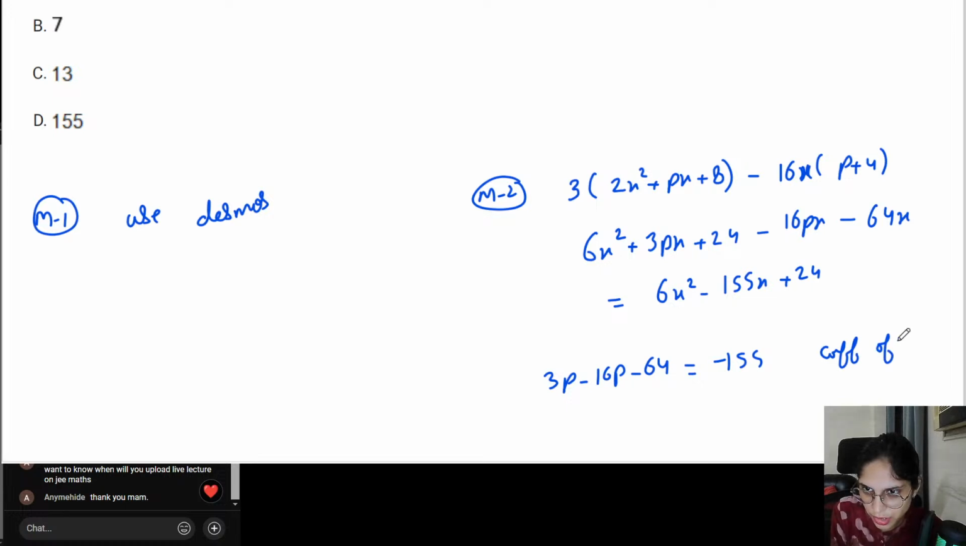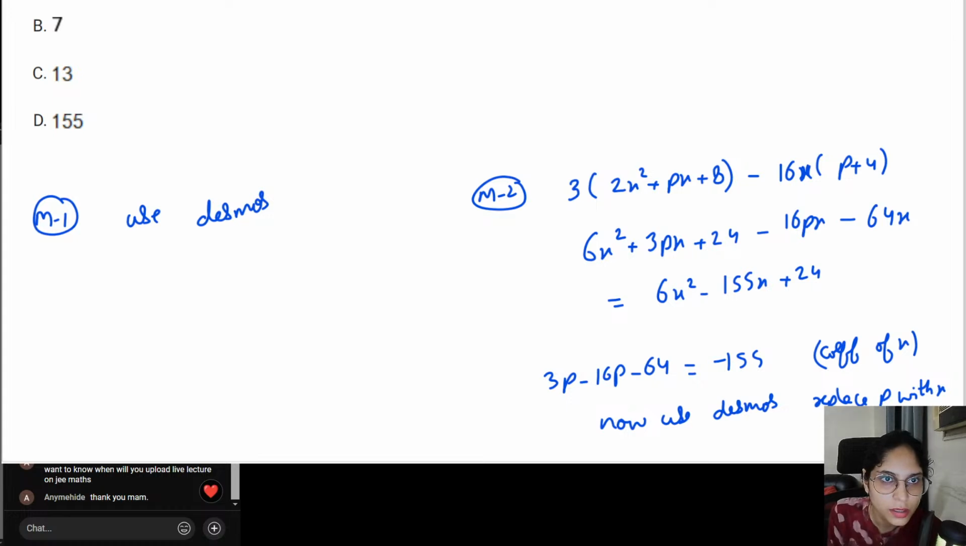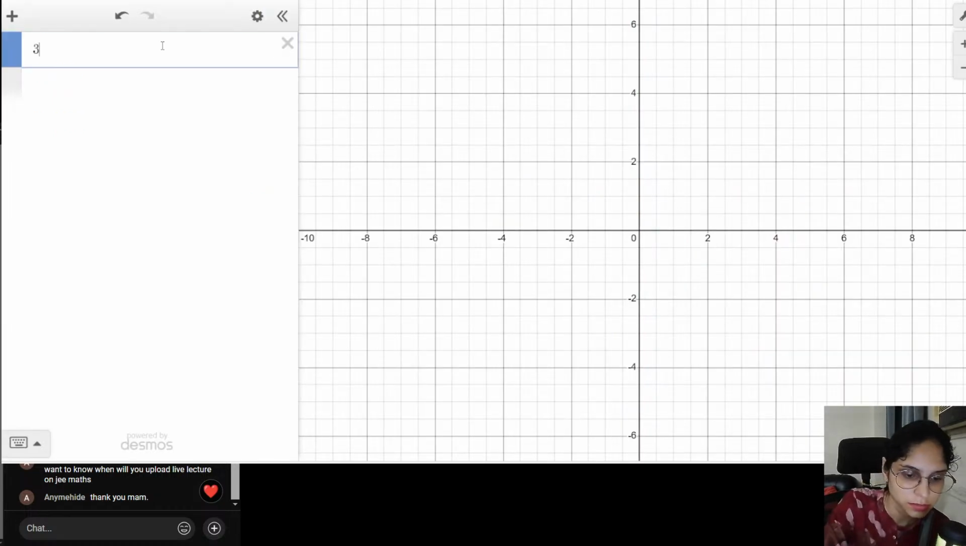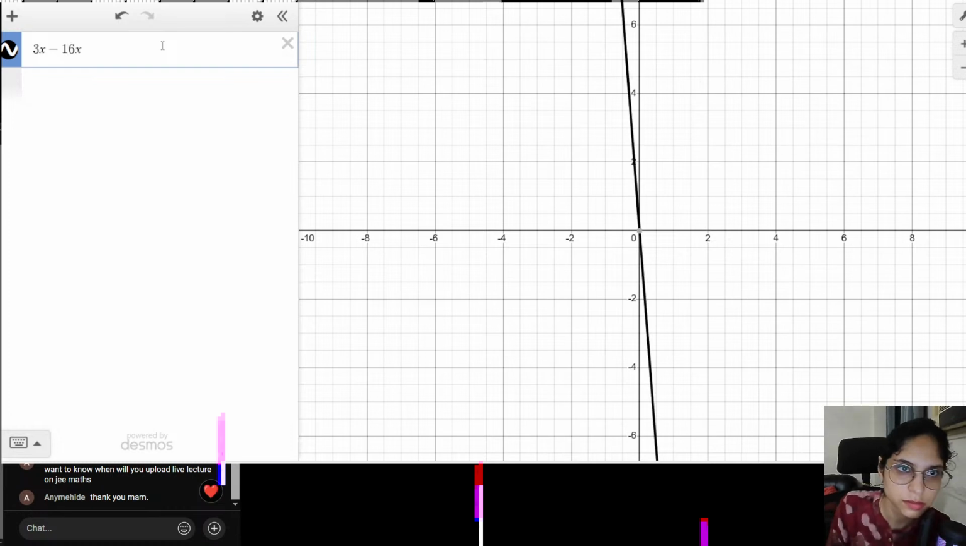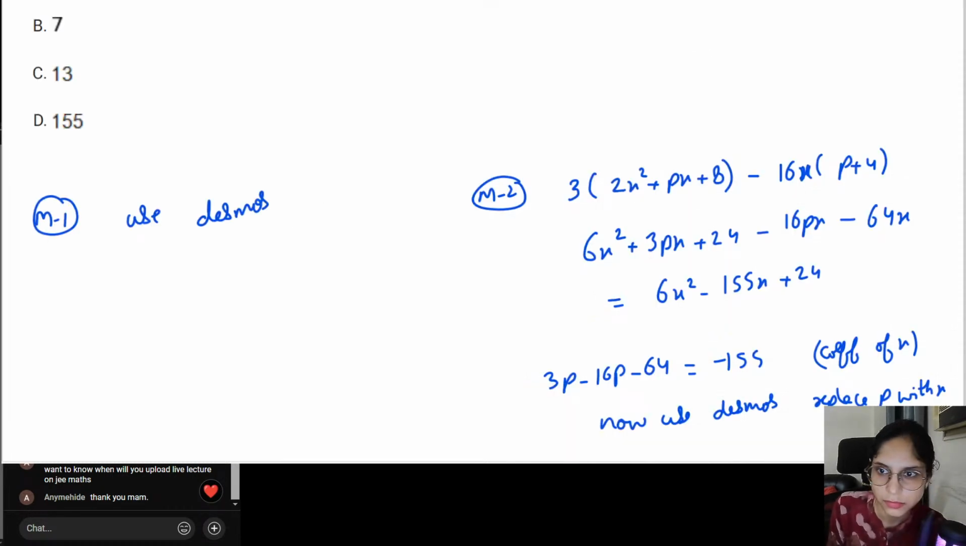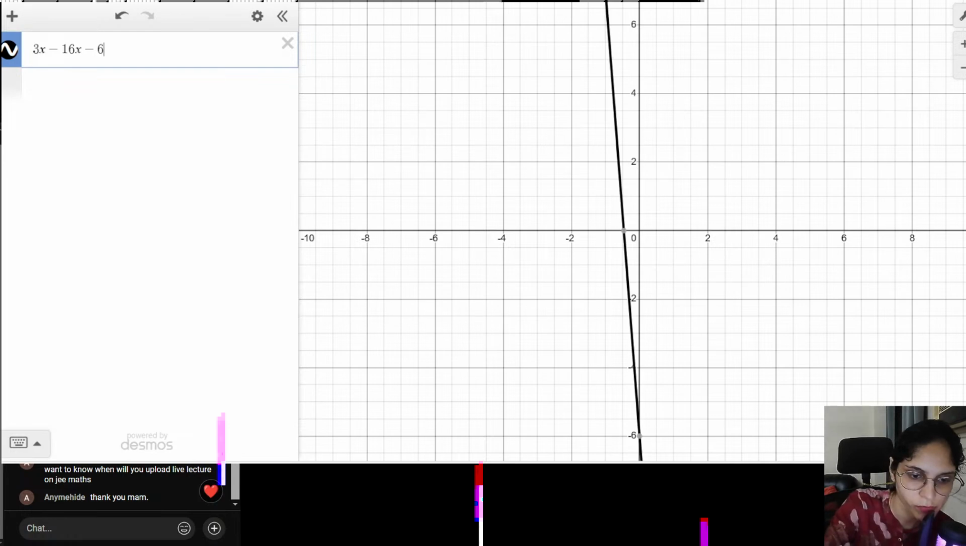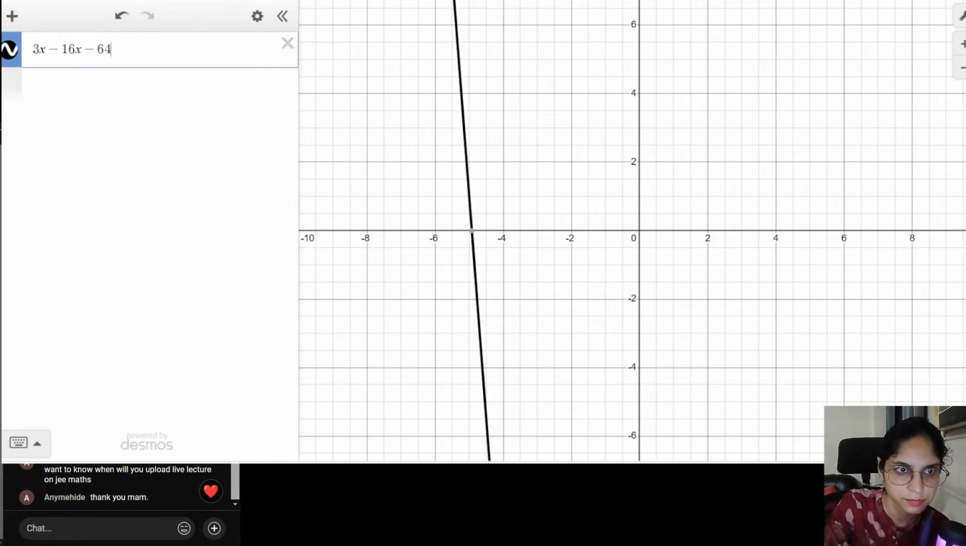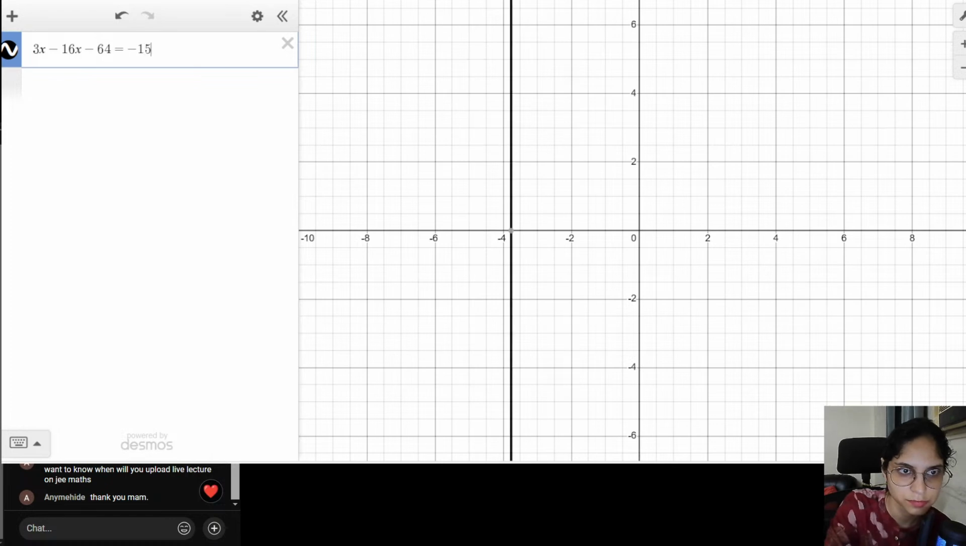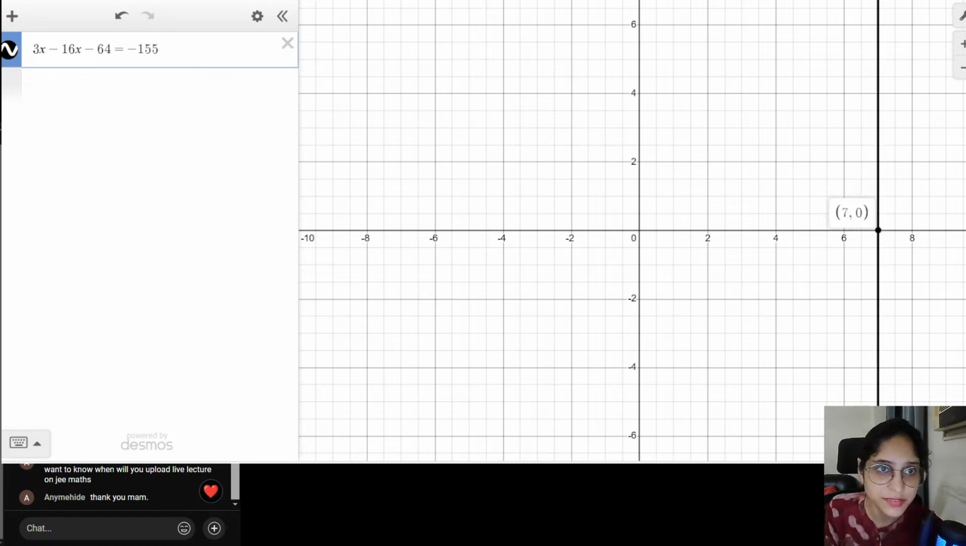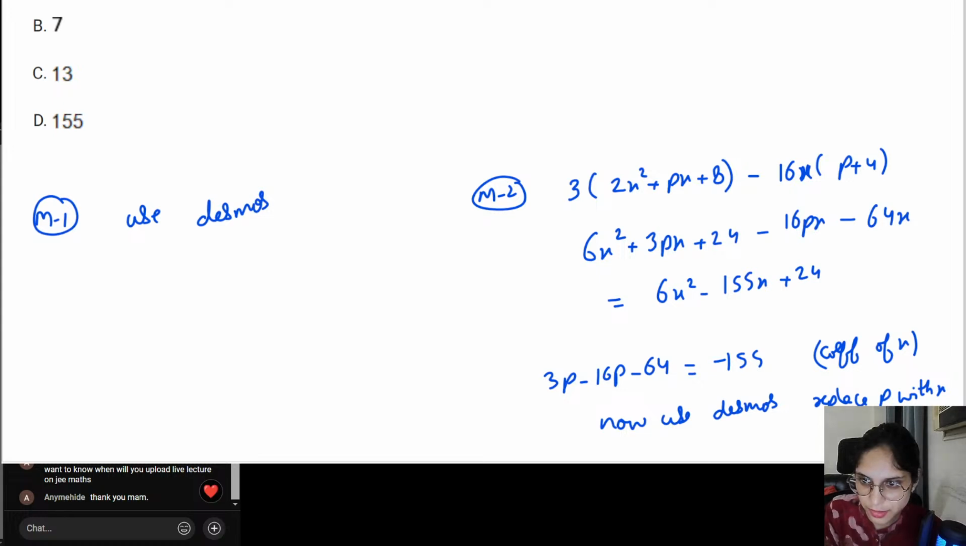All are coefficient of x. Now use Desmos, that's also the option. Replace p with x. Seven is your answer. So p is 7.